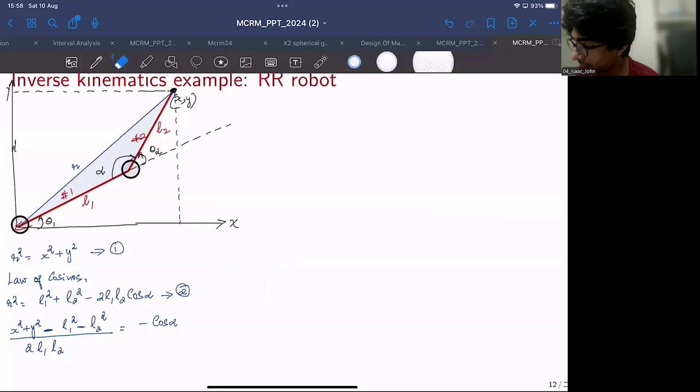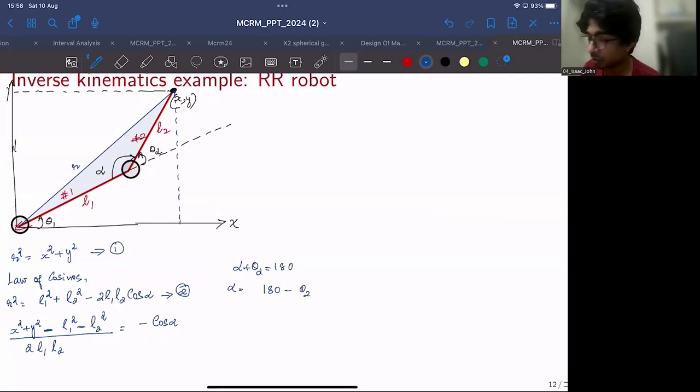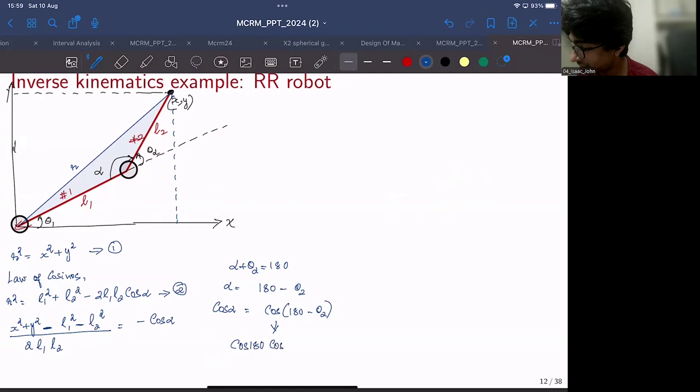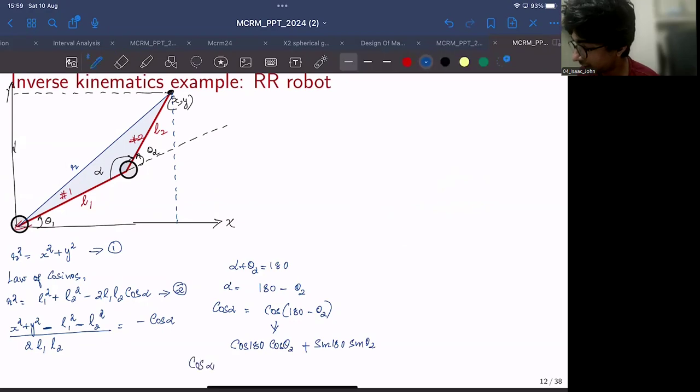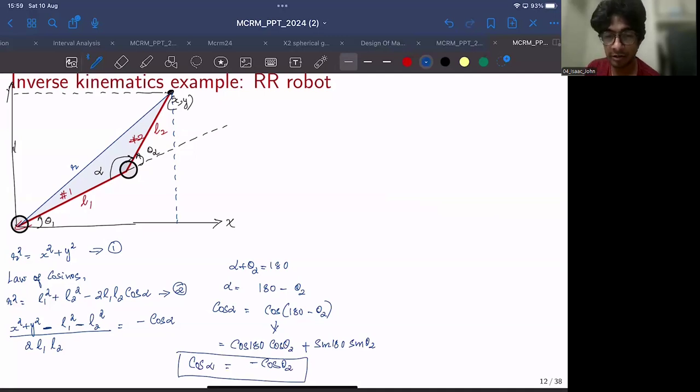Or in another way, alpha plus theta 2 is 180 degrees. So alpha is 180 minus theta 2. If I take cosine on both sides, cos alpha would be cos of (180 minus theta 2), right? Expanding this, it will be cos 180 cos theta 2 plus sine 180 sine theta 2. So what is cos 180? It is minus 1, right? So cos alpha would be minus cos theta 2, and sine 180 is 0, right?